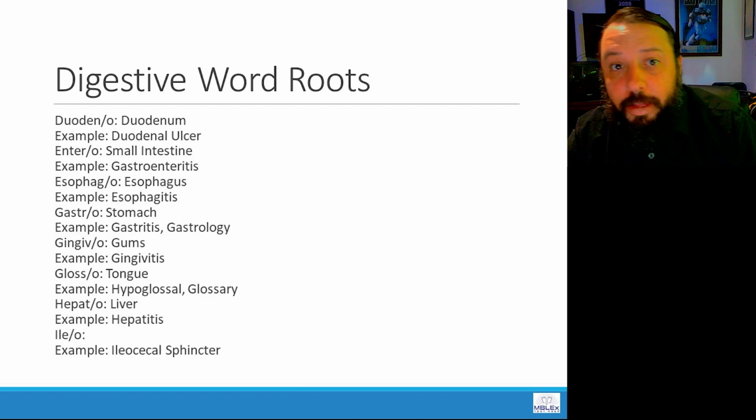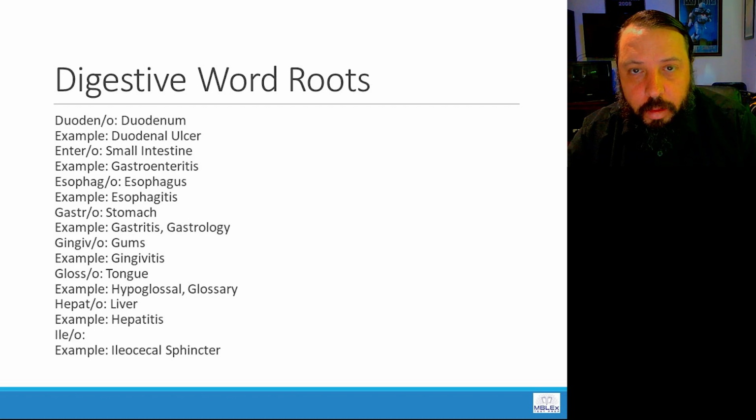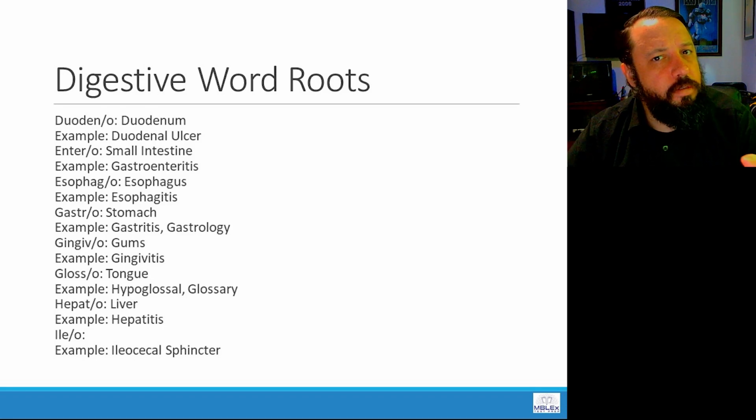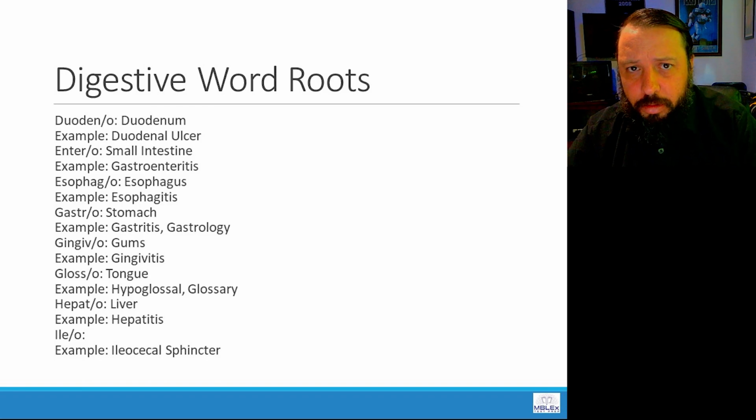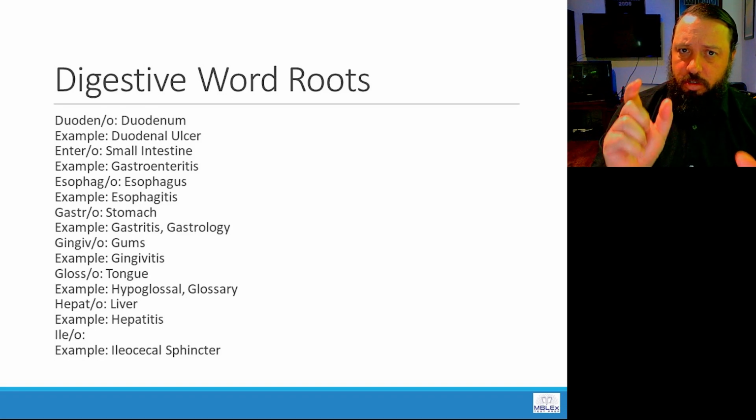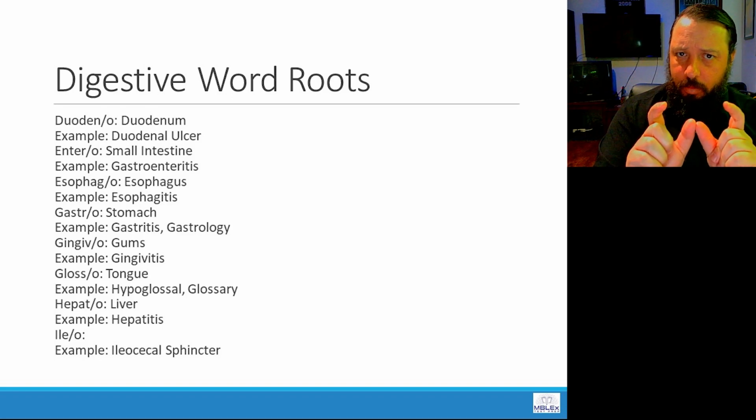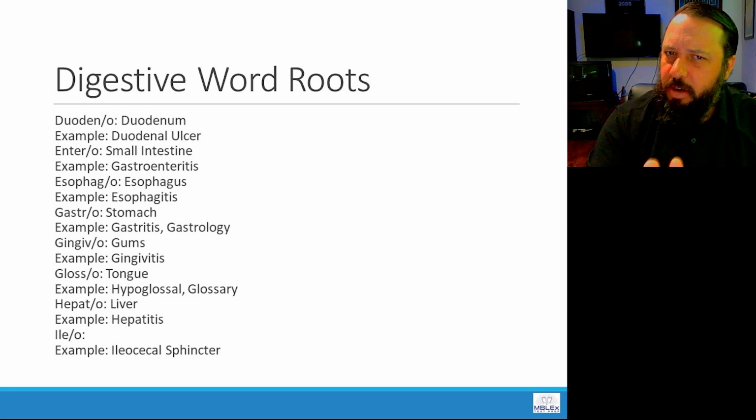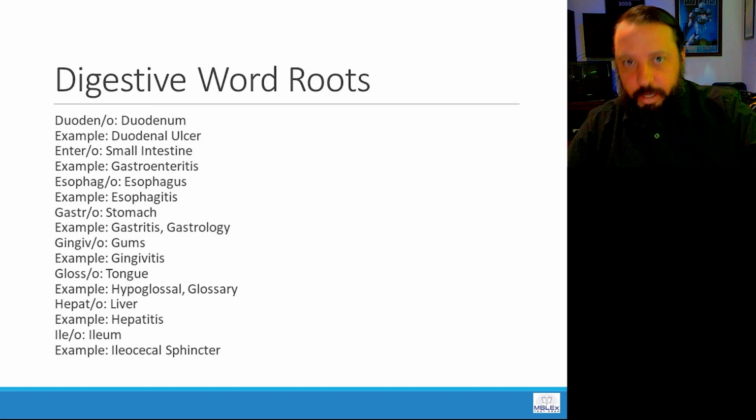Okay, moving on, ilio. Now, this is the very last part of the small intestine. Sounds like the name of a bone in your pelvis, right? Ileocecal sphincter is an example. It's where this structure joins with the cecum, which is the entrance to the large intestine. So the very last part of the small intestine is the ileum.